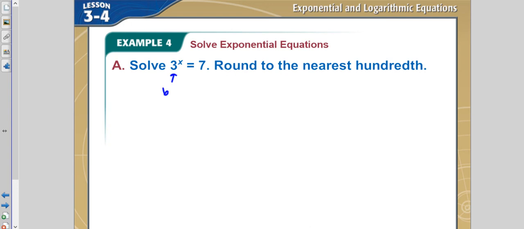This is our base. This unknown's a power. This is a number. I guess I should label this. This is the power. That's in exponential form. We could use its inverse, the logarithm, to solve this.